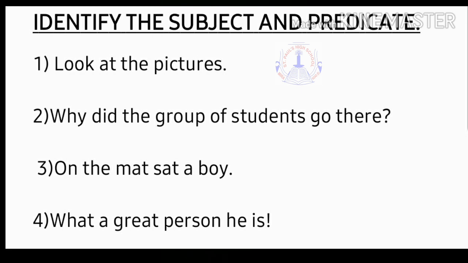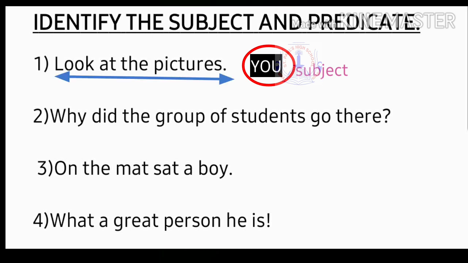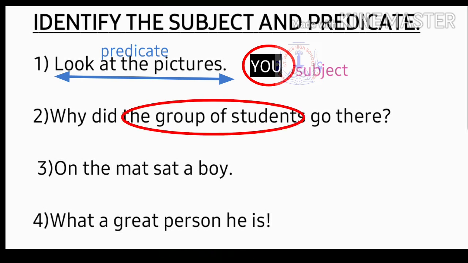Let us do an exercise. Identify the subject and predicate in the following sentences. The first one: look at the pictures. If you say the sentence is imperative, what will be the subject here? You, correct. And the predicate will be look at the pictures. The second one: why did the group of students go there? Again you ask the question, who go there? The group of students. So the group of students becomes your subject, and the rest, why did go there, becomes your predicate.